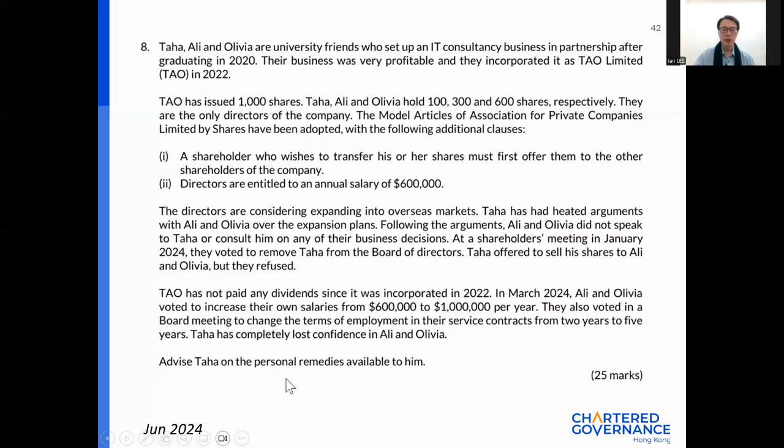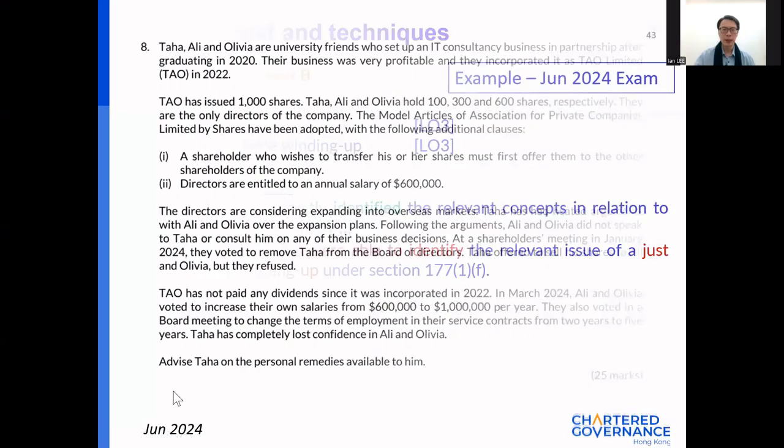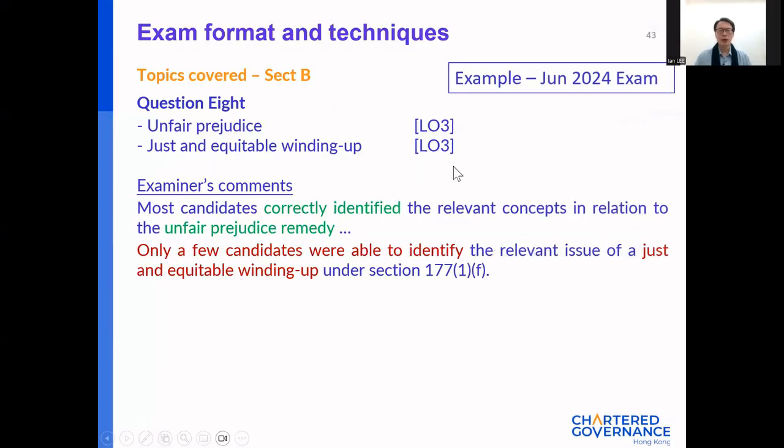So advise Taha on the personal remedies available to him. Sorry, Taha is her. Okay, so look at the examiner's comment. Before we do that, the main topics we'll be looking at will be unfair prejudice and just and equitable winding up. So they are topics from Learning Outcome 3.